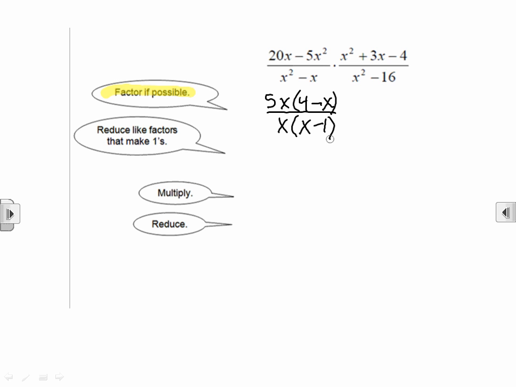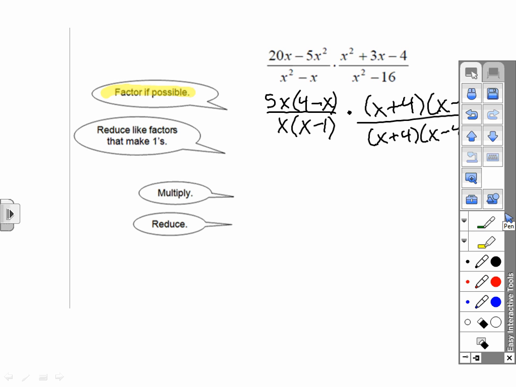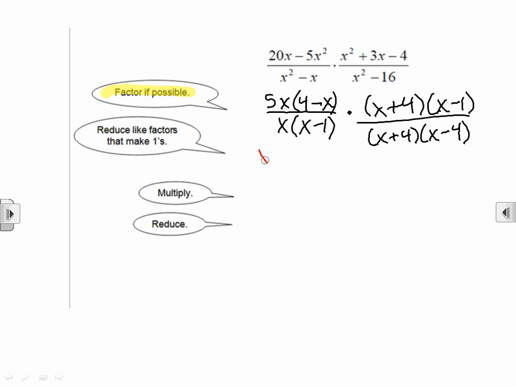So both of these had a greatest common factor. And then that's being multiplied to two things. X squared plus 3x minus 4 is x factor. So that would be x plus 4 times x minus 1 over, this is going to be difference of squares, so x plus 4 times x minus 4. And before I reduce, I need to be looking to see if I have any excluded values. So do I have anything in the denominator? Well, I have a lot in the denominator. So off the top, I know x cannot equal 0, positive 1, negative 4, positive 4. That's just coming from setting my denominators at this point equal to 0.